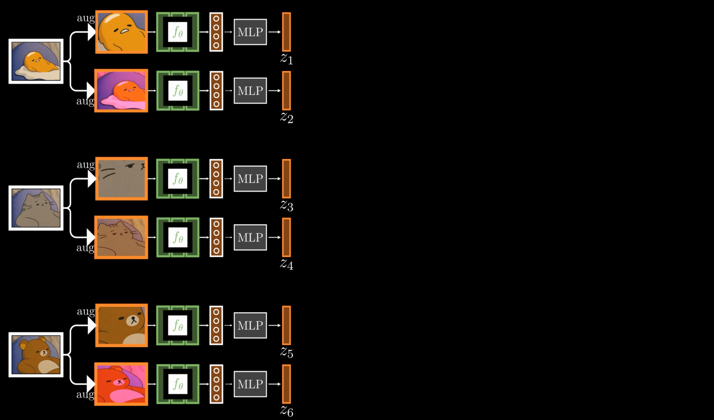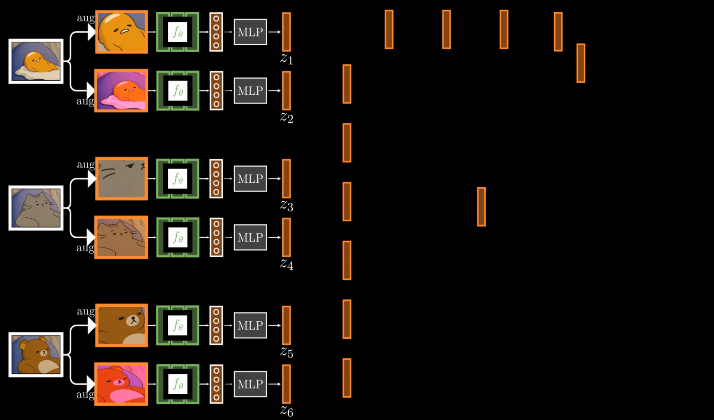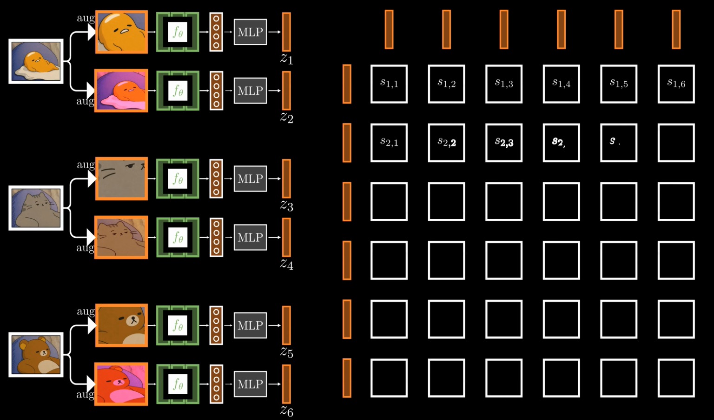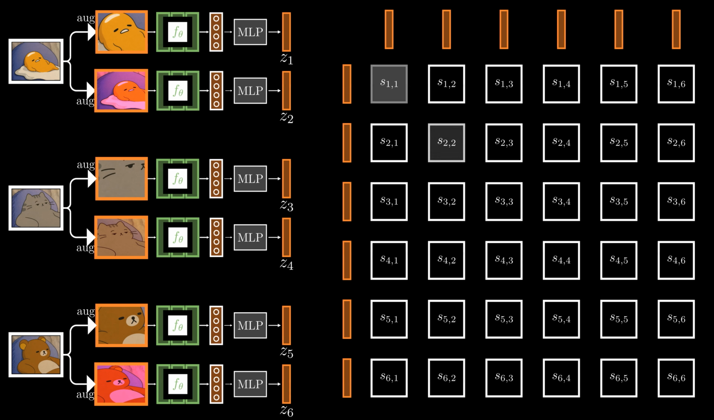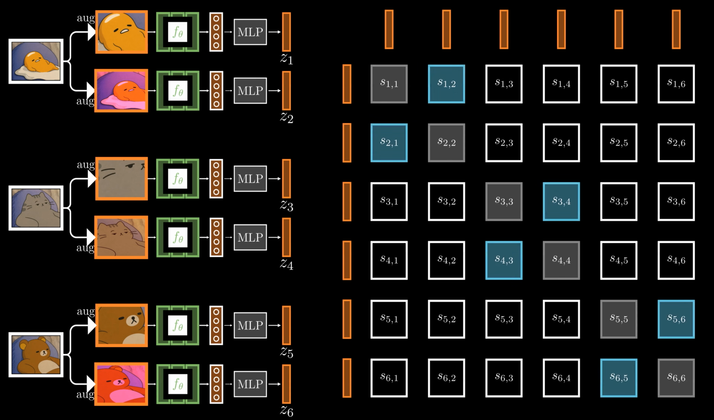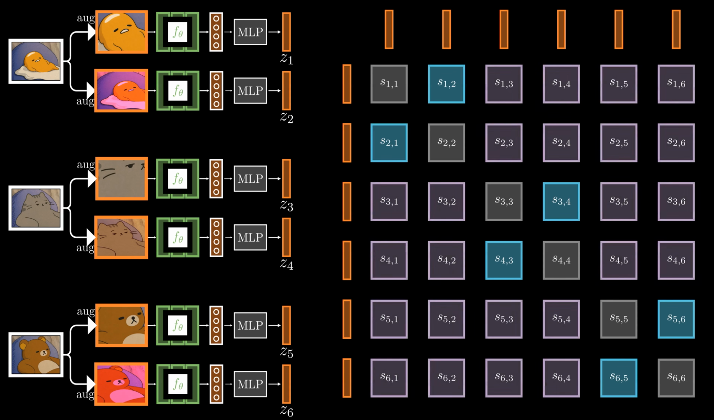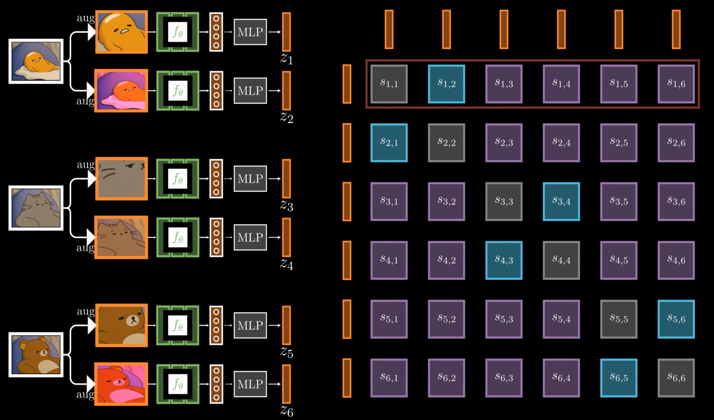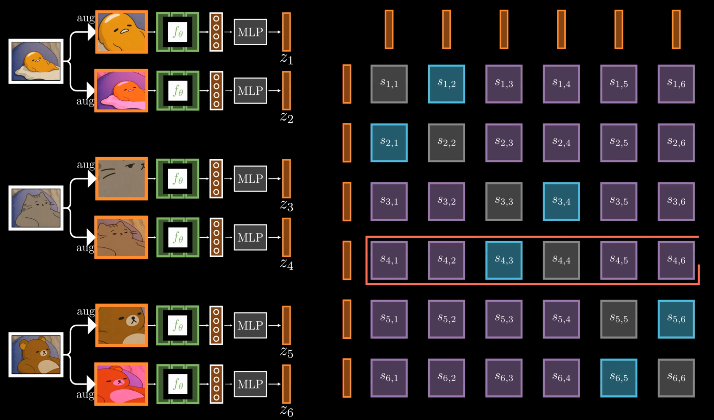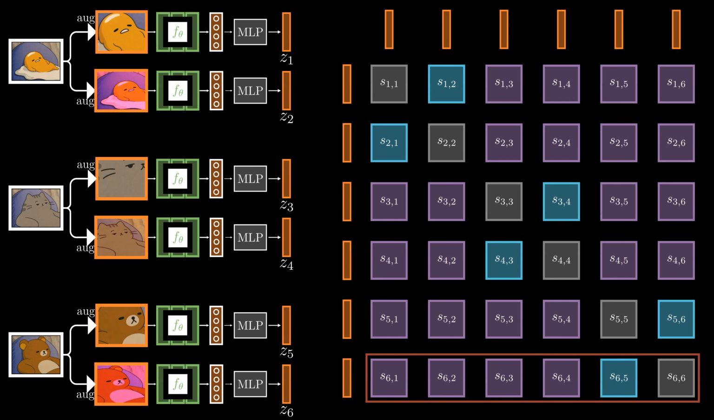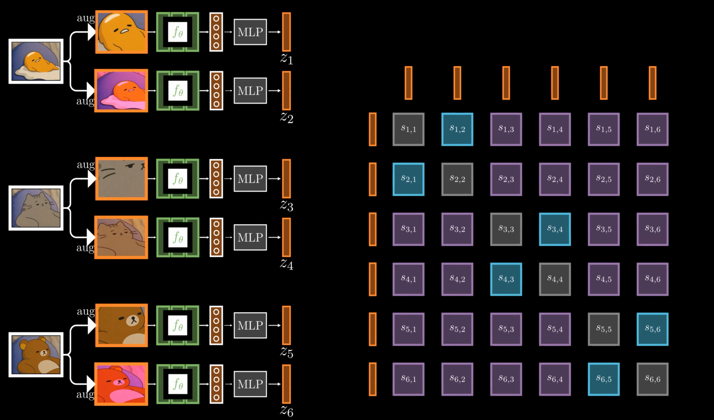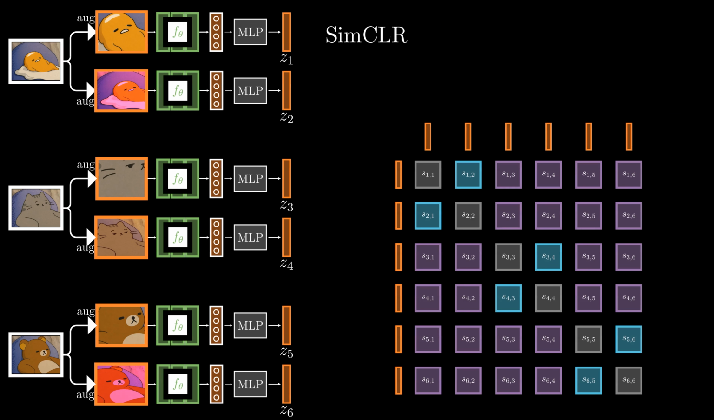Concretely, we compute pairwise similarity between all embeddings. Each entry in the matrix is the similarity between 2 embeddings. We highlight positive pairs with blue boxes and negative pairs with purple boxes. During training, the model learns to increase the similarity for positive pairs. Intuitively, we train the model to extract feature representations that are stable under different augmented views. That is the core idea behind SimCLR.